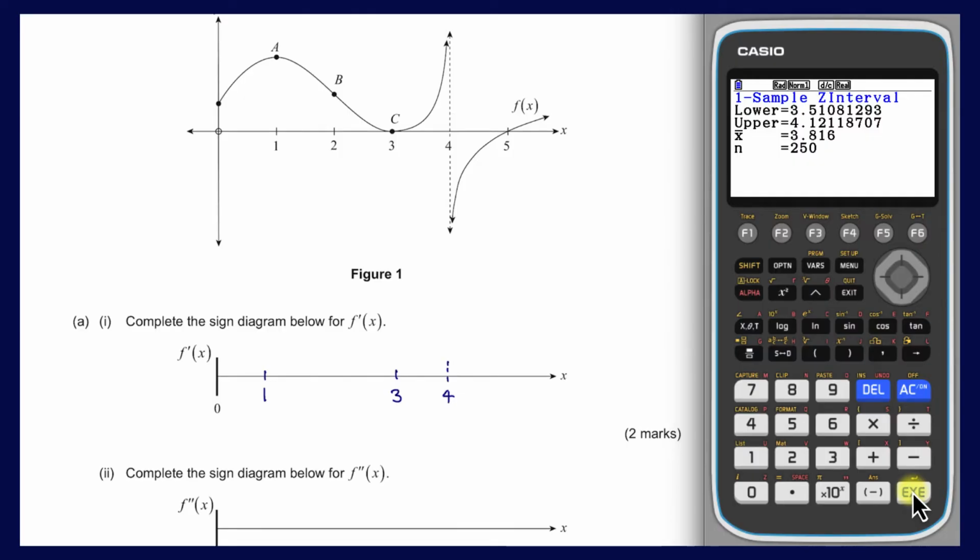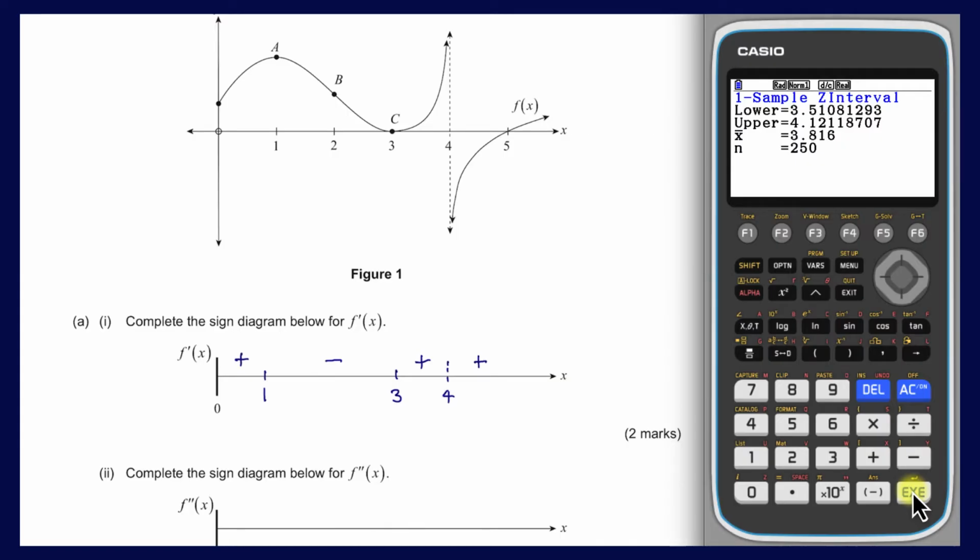And now we need the values of positive and negative to indicate when the function is increasing and decreasing. Obviously increasing will be when the first derivative is positive, so that would be in between 0 and A will be positive. Then it is decreasing from A past B to C, so that's decreasing for that region from 1 to 3. Then increasing between 3 and 4. Then we have our discontinuity, our asymptote, and then it's increasing again beyond 4. So those are the signs we need to attach to that sign diagram.